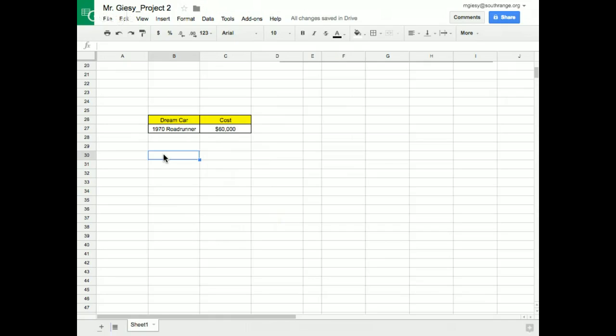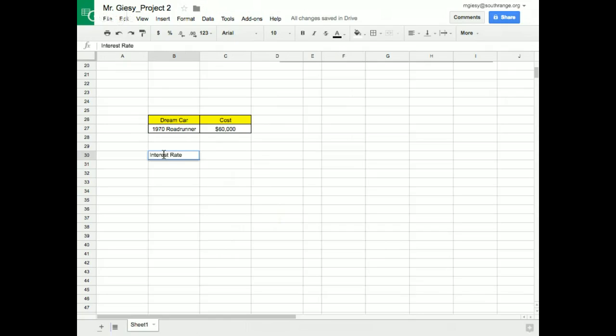And I'm going to go to the bank and borrow $60,000 for my Roadrunner. And the bank figures out how much I'm going to pay. Well, in the function we're going to use, there's 3 values we need to know. The first one is interest rate.